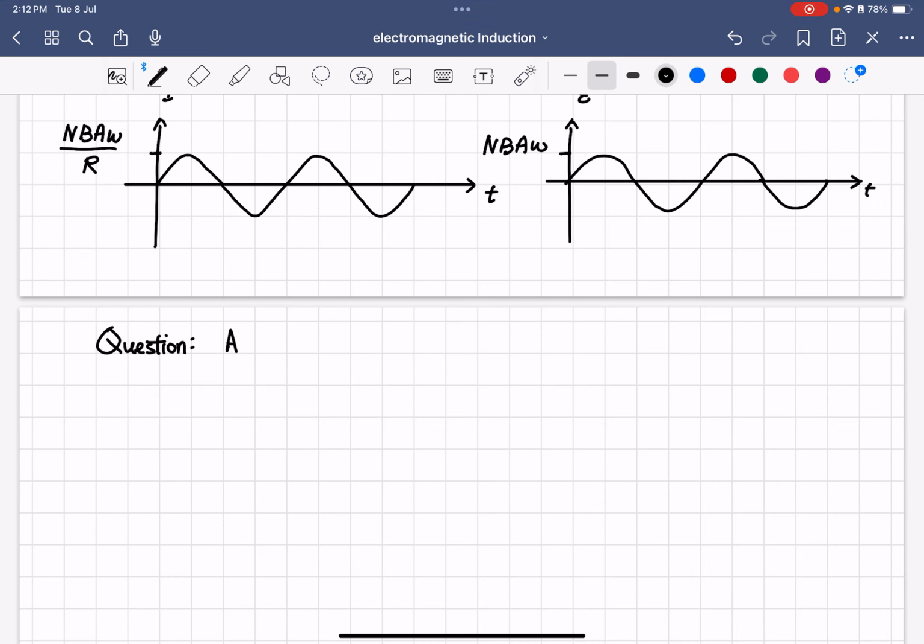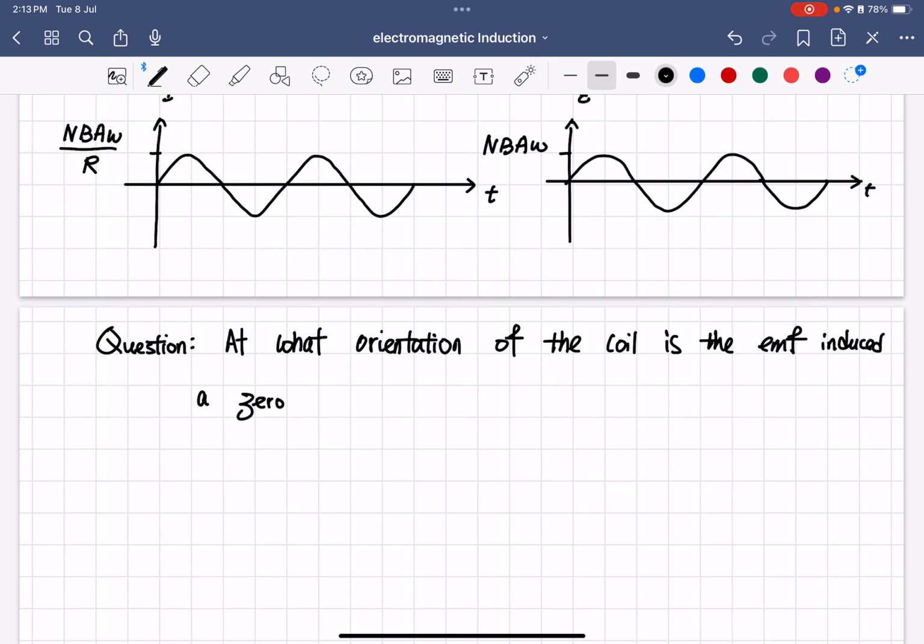Essentially, at what orientation of the coil is the EMF induced zero and maximized?